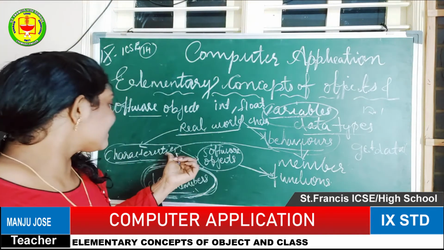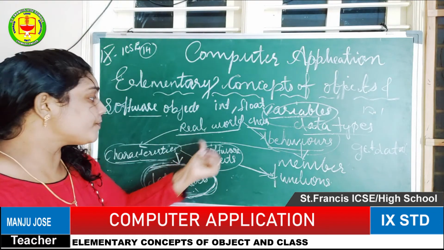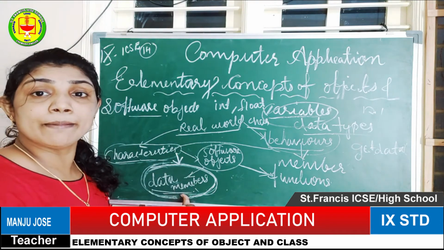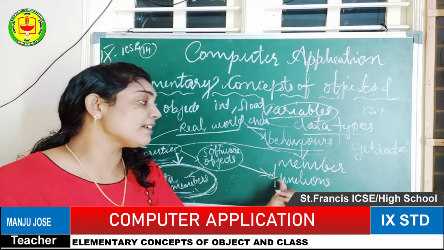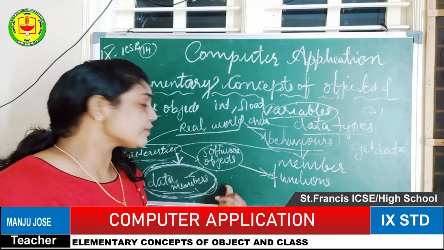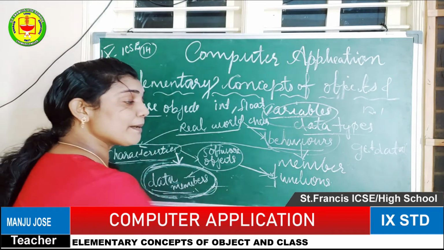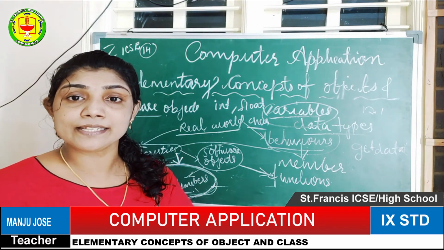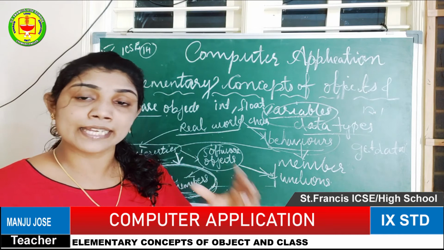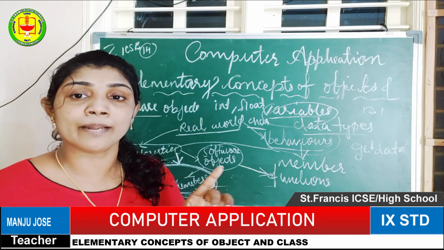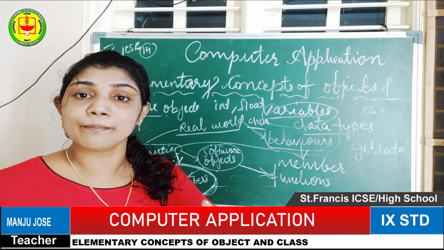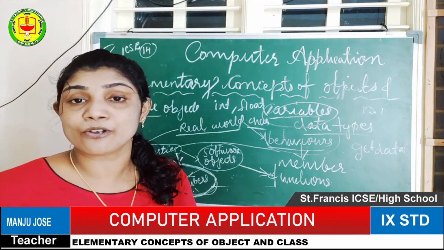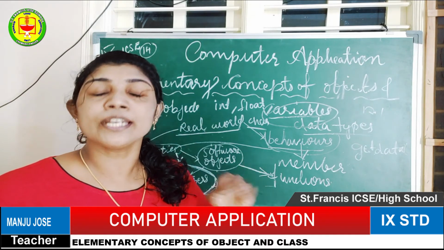Like characteristics of a real world object, we can consider them as the data members of the software object. The behavior of the real world object we can consider as the member functions of the software object. So data members means, in the entire programming of any programming language, what are the variables we are using in the program, those variables are called the software data members.